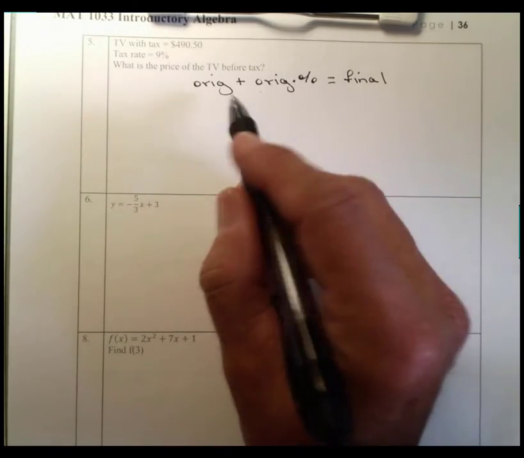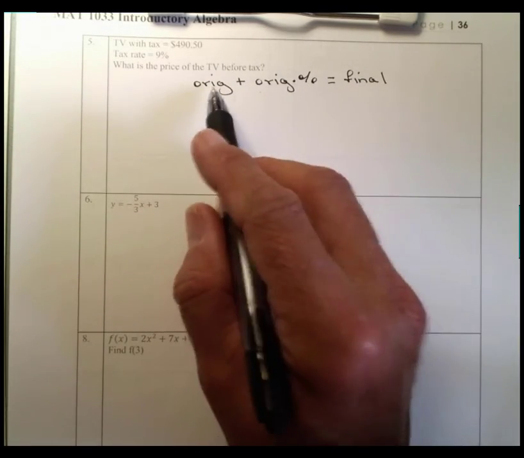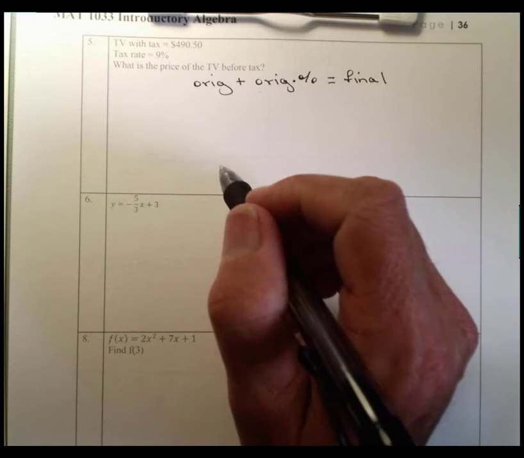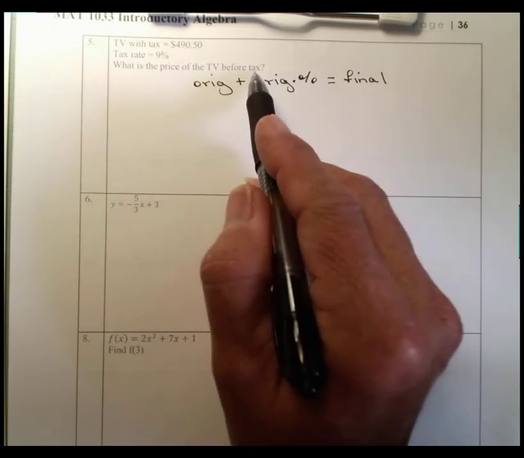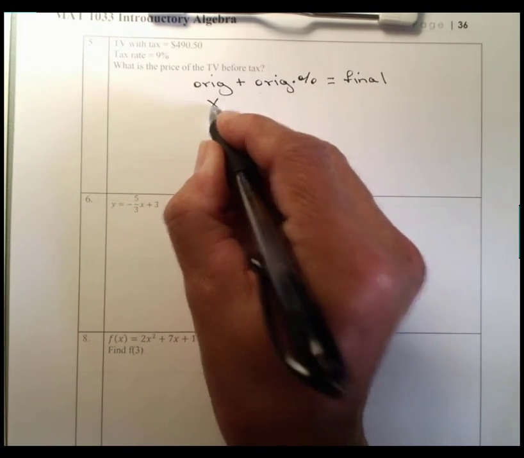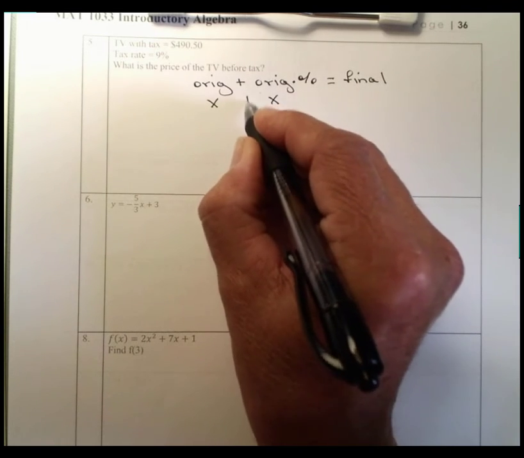Now I know some of these things. There's only 1, 2, 3 unknowns. Original's in there twice, but it's still only one unknown. And that is the price of TV before tax. So that is my unknown. I'm going to go ahead and put x in for that.